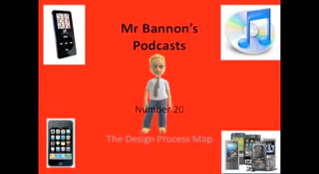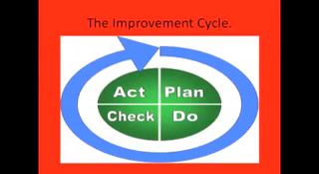Before we look at the Design Process Map, it's worthwhile paying attention to the theory behind the process map. The process map's based on a cycle of continual improvement. This is where we aim to evaluate and respond to any changes within design and constantly improve on them. The improvement cycle can be represented as this four-quartered circle.